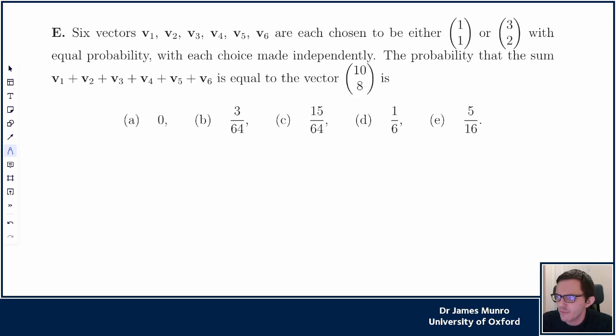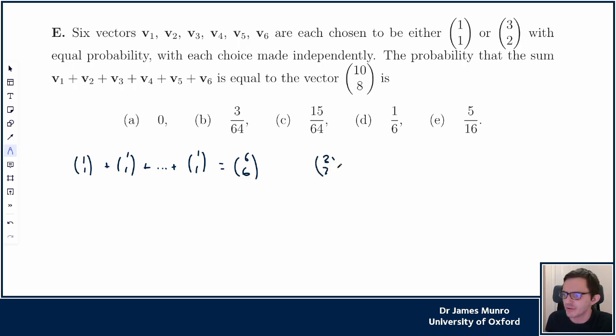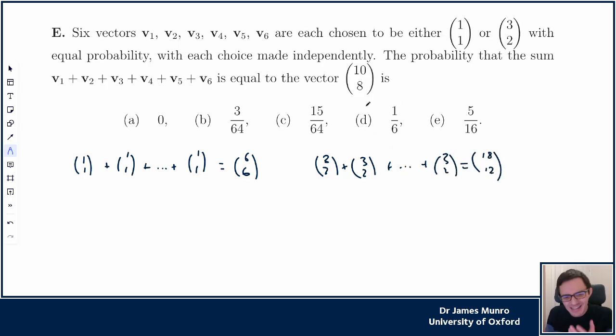So it's not obvious that the sum could be (10, 8). We should try and work out if that can happen, I suppose. If I've got all of them equal to (1, 1), there are 6 of them, so I'll get back (6, 6). That's not (10, 8). If all of them are equal to (3, 2), then I'll get (18, 12), which is also not the vector (10, 8). (10, 8) is sort of in between, so maybe it feels like I could maybe achieve this.